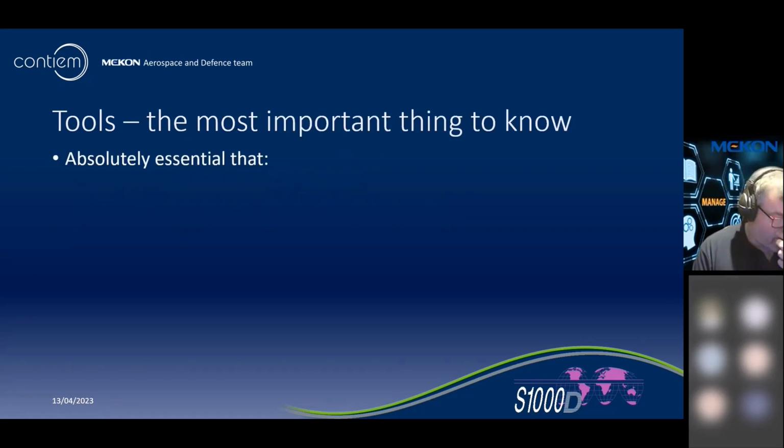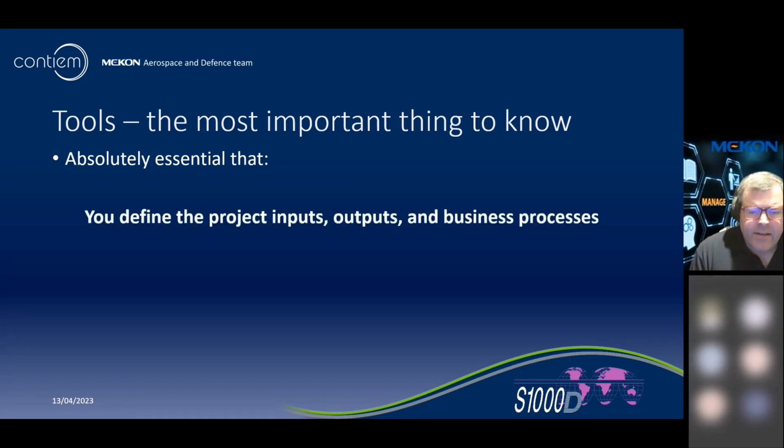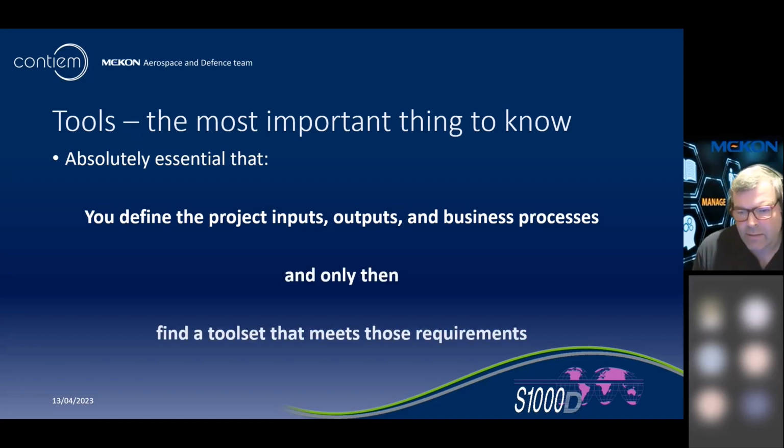The biggest thing is, with all these tool sets out there, and there are so many different levels and sizes and capabilities of CSDB, of authoring tool, of management, of BREX checker, of publication, everything, you need to understand what your project inputs, outputs, and business processes are. Once you have worked out from an S1000D perspective what your project requires, then think about the tool set and make sure that the tool set meets your requirements.